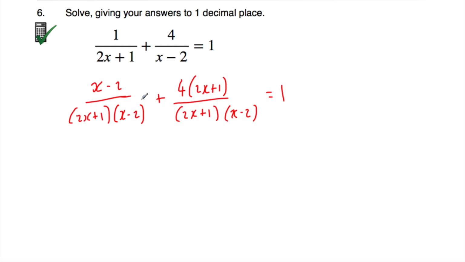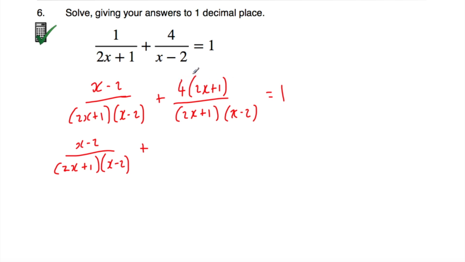Okay, now before we add these fractions together, we want to expand this bracket on the top line, or this numerator of the second fraction. So the first fraction will stay the same, x minus 2, and then in brackets 2x plus 1, and then x minus 2. And then the second fraction, we're going to multiply out that bracket on the numerator.